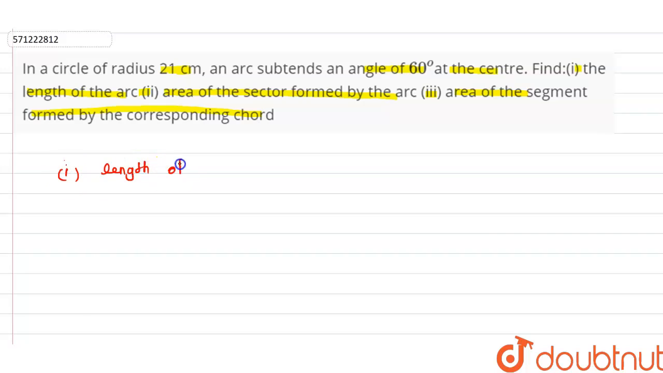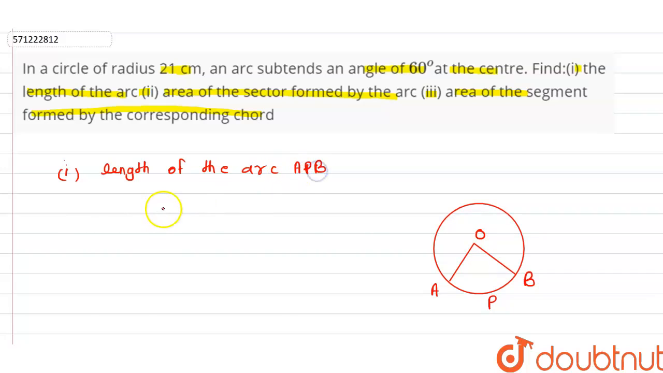The length of the arc. So let's suppose we have a circle and we have to find the length of arc. Let's suppose this is the arc APB, and this is the center of the circle O. So we have to find the length of arc APB. We know the formula to find the value of the arc, it will be theta upon 360 into 2 pi r.